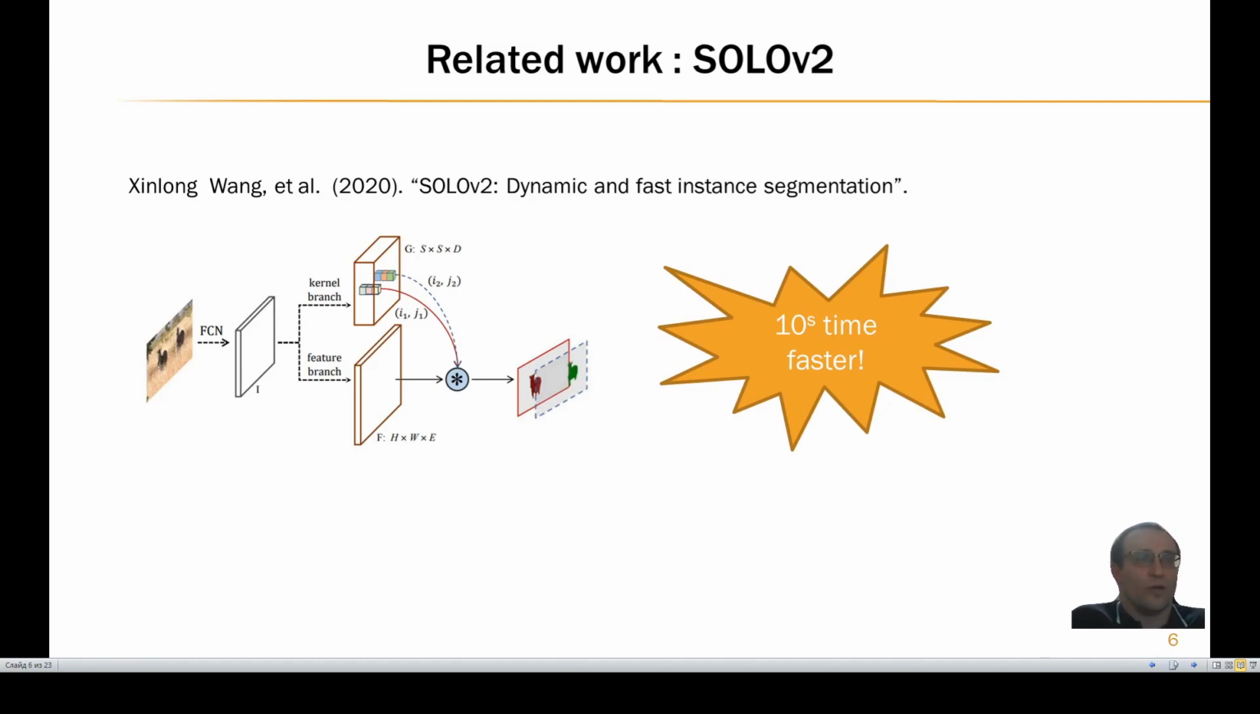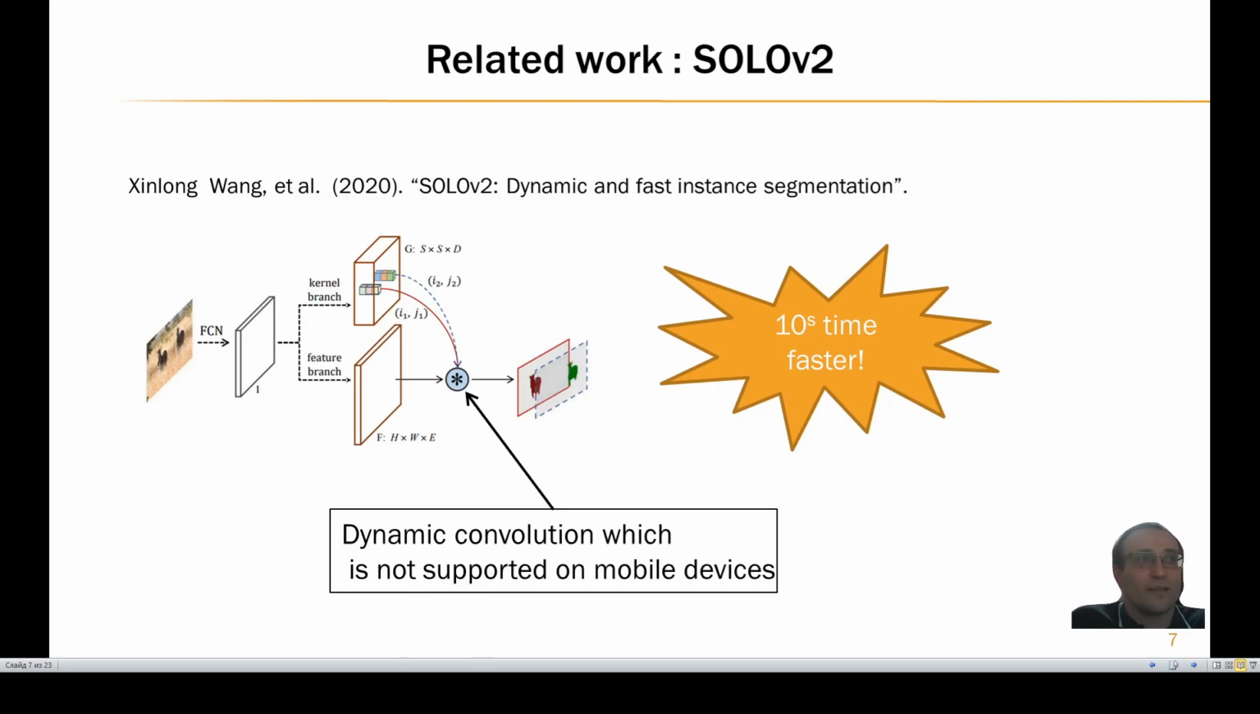The authors of SOLOv2 greatly reduced the computational complexity of the model head using dynamic convolution. The mask branch is nearly 10 times faster. However, this is a non-standard layer and its adaptation is currently not available for mobile. It is a complex task to produce such an adaptation.